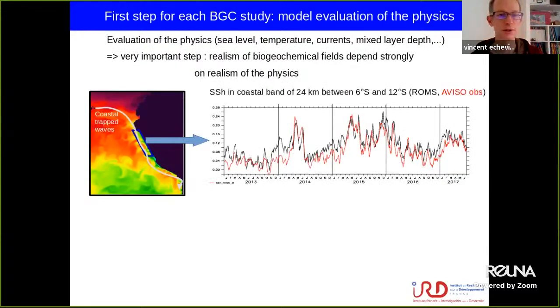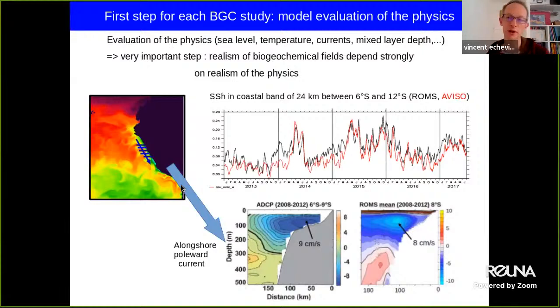So in this example for the Peru system, we used the sea level. This time plot between 2013 and 2017 displays the sea level in a coastal section of Peru around here, averaged in this box. What you can see in red is the observations, and in black is the model. There is a good correlation between the two signals, and it's very important in this system because it shows that the model is able to represent the propagation of coastal trapped waves, which is a very strong signal in the Peru system. The equatorial waves propagate eastward and then trigger coastal trapped waves that propagate southward.